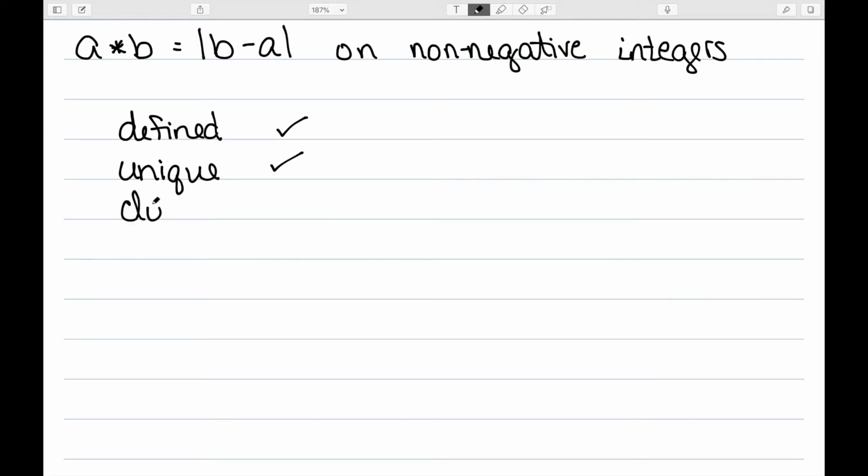The last one is, is it closed? So a and b have to be non-negative integers. Is the absolute value of b minus a always a non-negative integer? Well, b minus a might be negative, but as soon as I take the absolute value, I'm going to move back into non-negative integers. So this is an example of an operation on the non-negative integers.